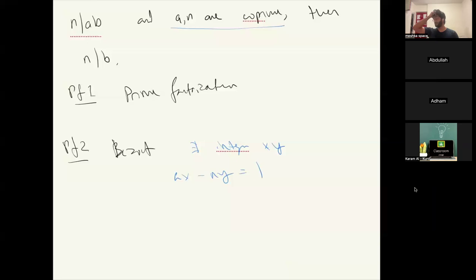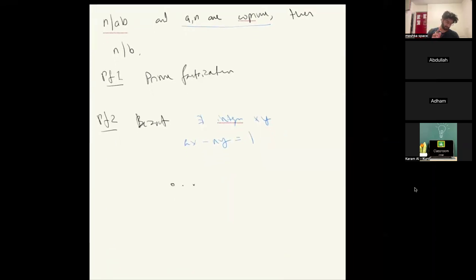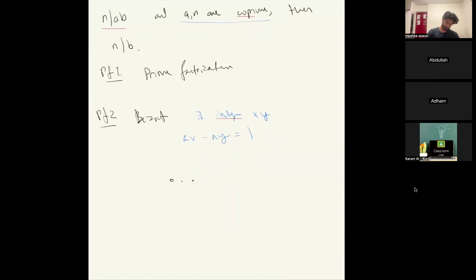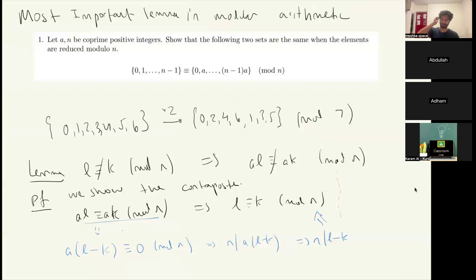You can prove it from here, but I don't want to focus too much on this. I know there's a way to finish the proof from here, so I'll just say dot, dot, dot. I don't know actually how it works right now. Maybe you can tell me for homework how you finish this proof.